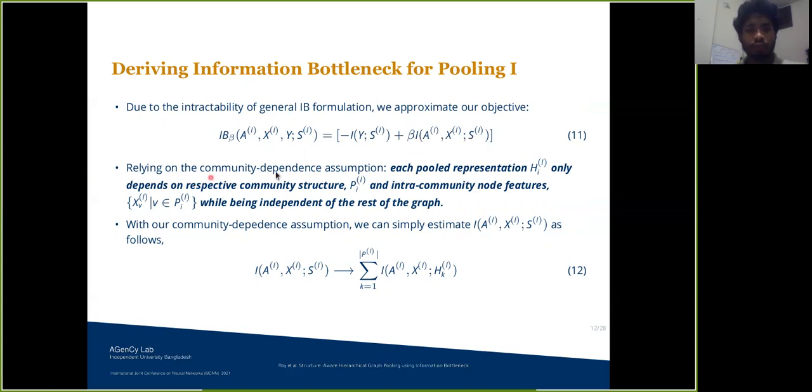We rely on the community-dependent assumption, that is, the pooled representation S_i only depends on the respective community structure P_i and intra-community node features, while being independent of the rest of the graph. With this assumption, we can simply estimate I of AX and S as the sum of I of AX and S_k, where k means communities.